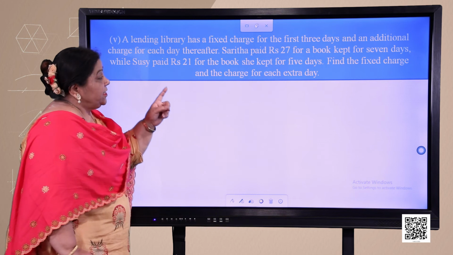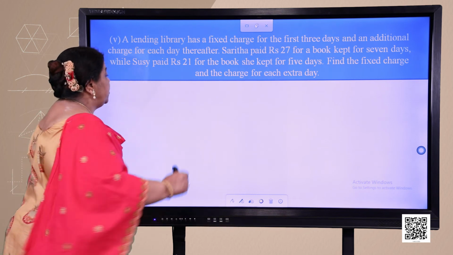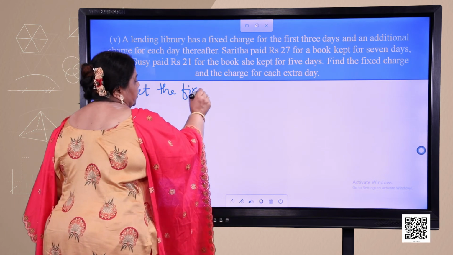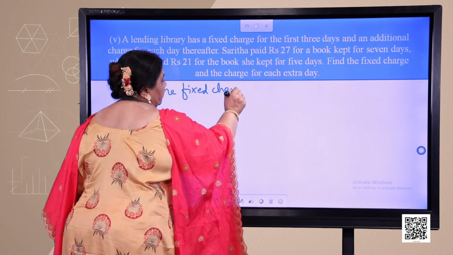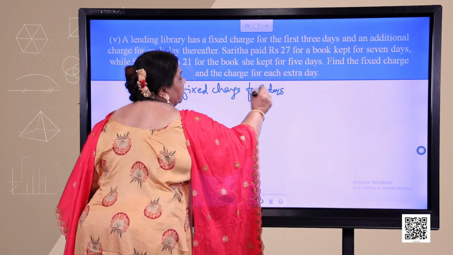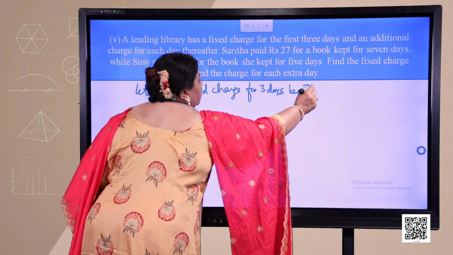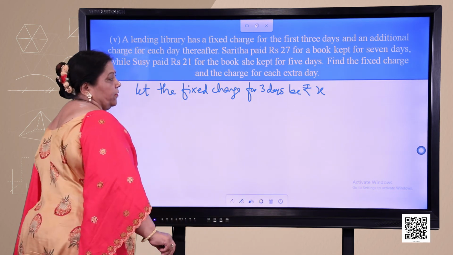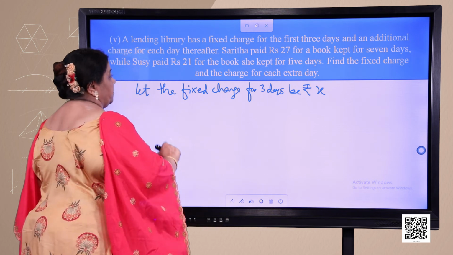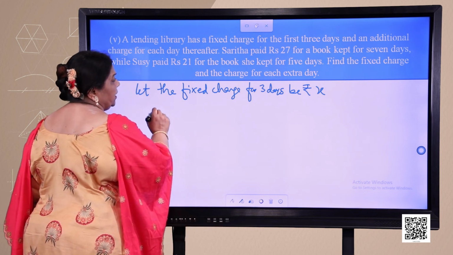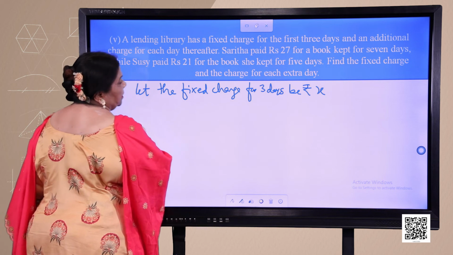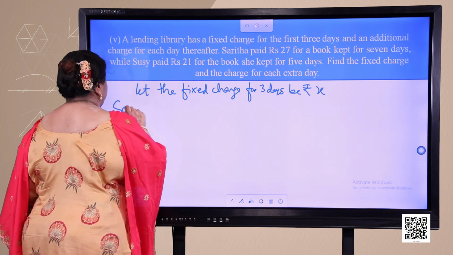Let me take the fixed charge for first 3 days. So, let the fixed charge for 3 days be rupees x, fine, and additional charge for each day thereafter y. That means, now let me frame an equation. She has kept the book for 7 days. So, I am taking this as the case of Sarita.